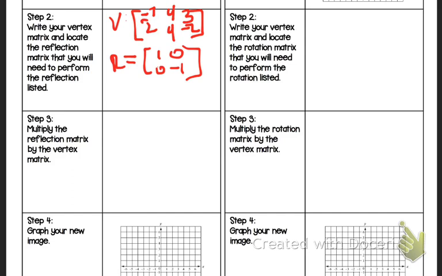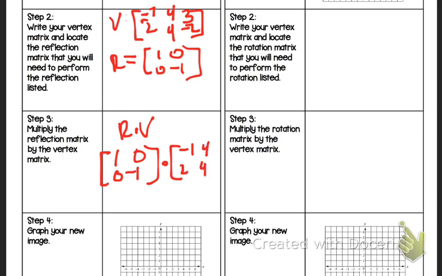Okay, so now you have your vertex matrix V and your reflection matrix R. We're going to multiply the reflection matrix by the vertex matrix. So this is going to be R times V, and this is not the same thing as V times R. Matrix multiplication is not commutative, so make sure you do the reflection matrix first, multiplied by the vertex matrix. So R times V: 1, 0, 0, -1, times -1, 2, 4, 4, 3, -2. And you should make sure that you can multiply these. Remember, this one is a 2 by 2. This one is a 2 by 3. So the inside numbers match, and that tells us we can multiply them.